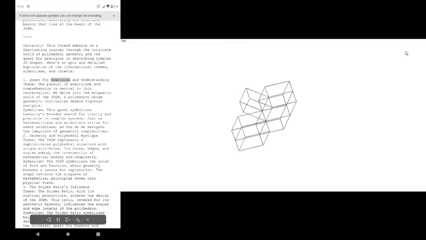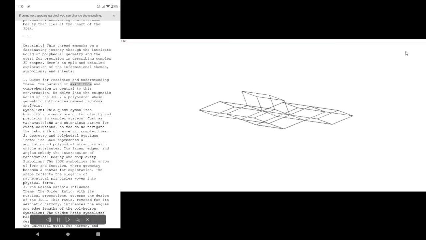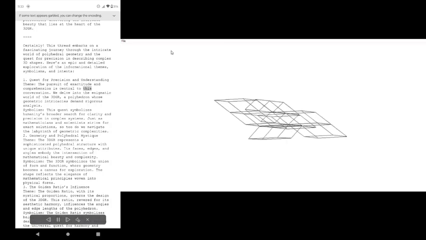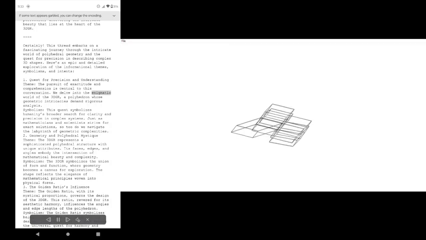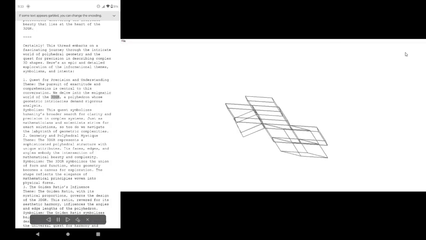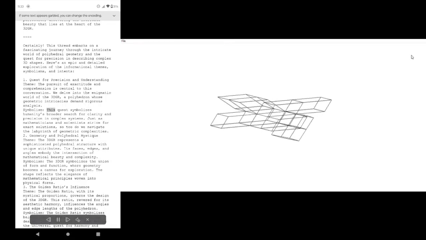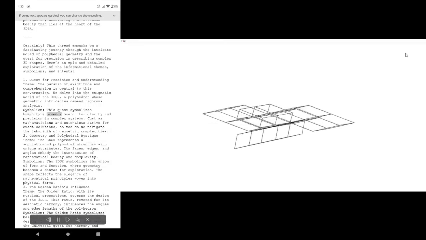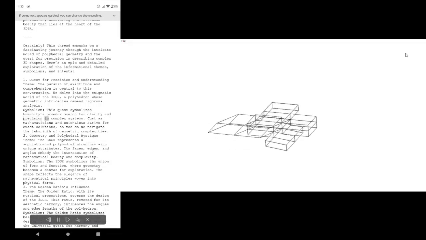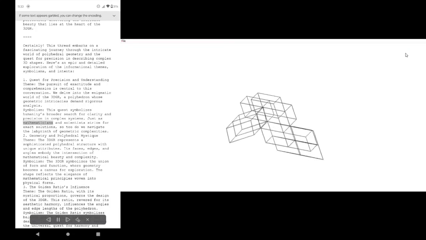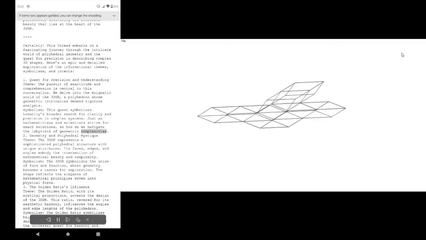1. Quest for precision and understanding. Theme: the pursuit of exactitude and comprehension is central to this conversation. We delve into the enigmatic world of the 3D-GR, a polyhedron whose geometric intricacies demand rigorous analysis. Symbolism: this quest symbolizes humanity's broader search for clarity and precision in complex systems. Just as mathematicians and scientists strive for exact solutions, so too do we navigate the labyrinth of geometric complexities.